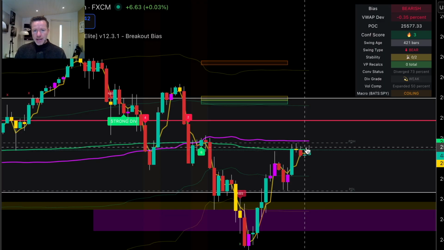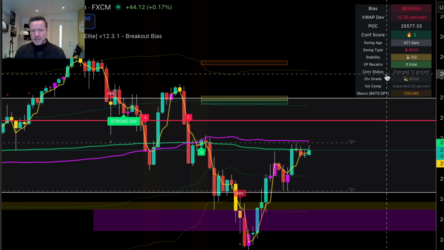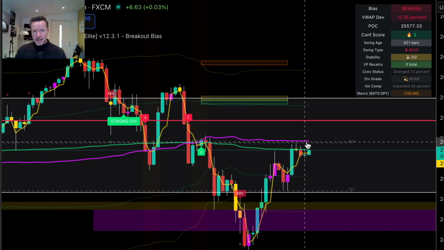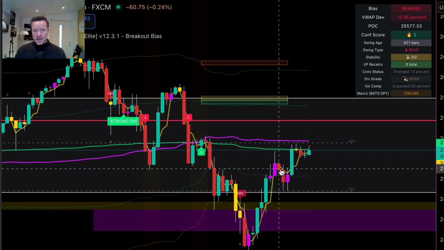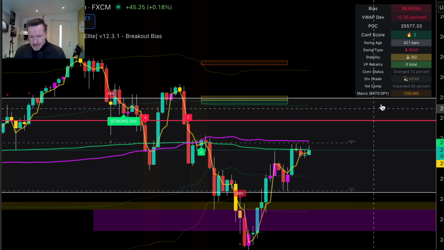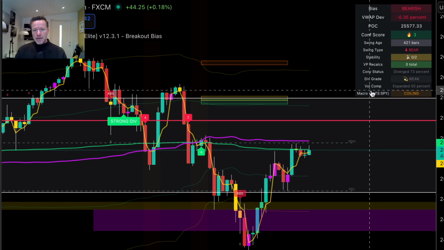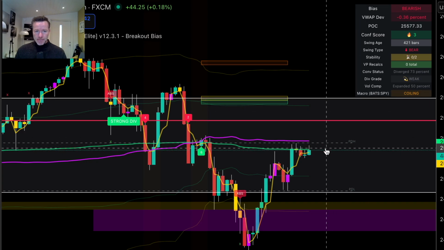But here's the smoking gun. Look at the convergence status here. It is diverged with 72%. This means while price is attempting to reclaim the AVAP, the volume structure is showing distribution. Institutions are selling into these strengths. And check out the volume composition, expanded with 50%. That's not bullish expansion. That's increased volume occurring while price is below AVAP. That's distribution volume. So now here's the critical insight for your trading.